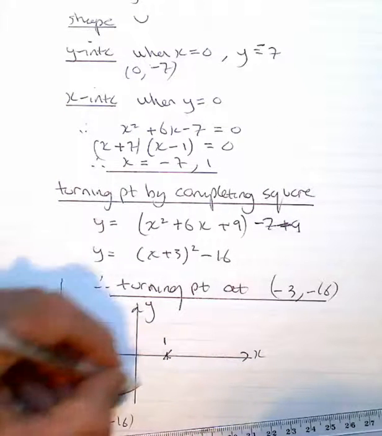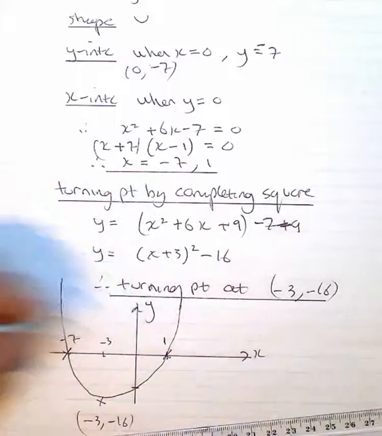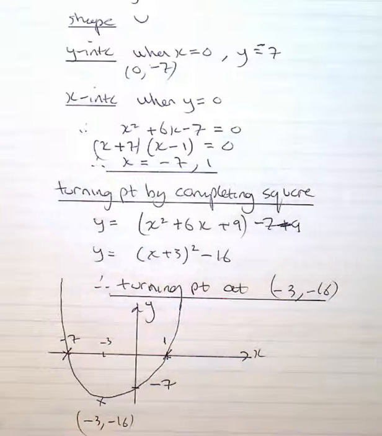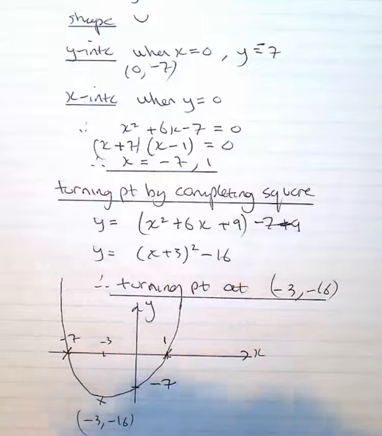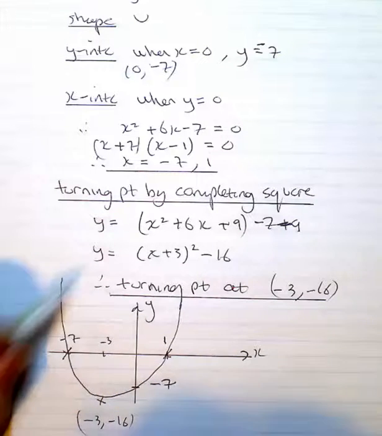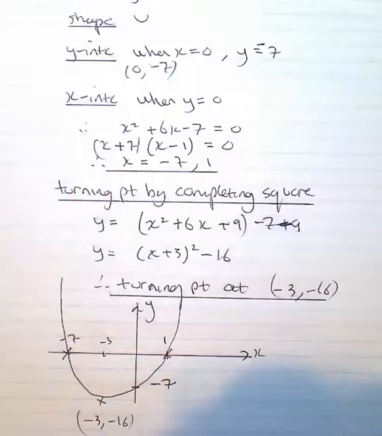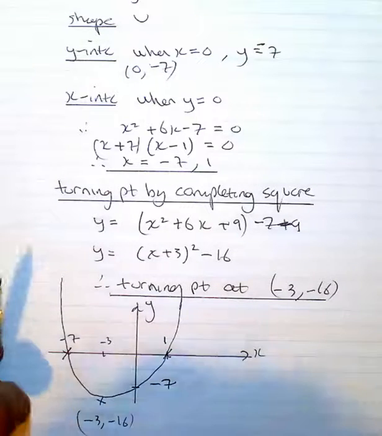Cheat a little bit here and just put my y-intercept where it just appears to fit, -7. Now on a scale, this is like a B-type question because I've had to use the turning point, complete the square to find the turning point and work it through on that basis.